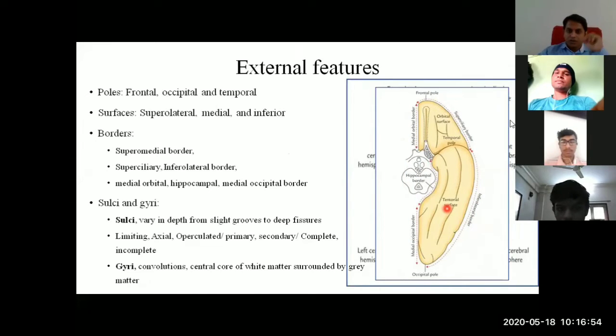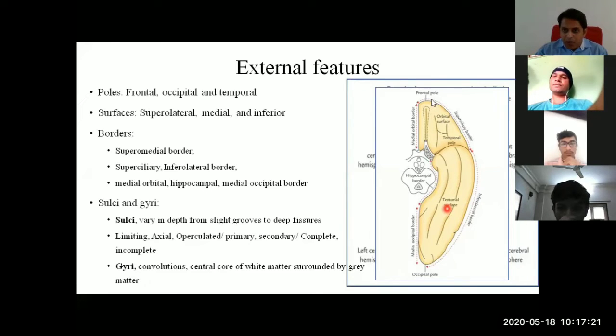The other borders you can see right here in the inferior surface. Along this inferior surface, what do you expect this border to be? This will be inferolateral and this will be inferomedial. But it is not named so because the inferior surface is at different planes. The orbital surface is slightly lower as compared to the tentorial surface.